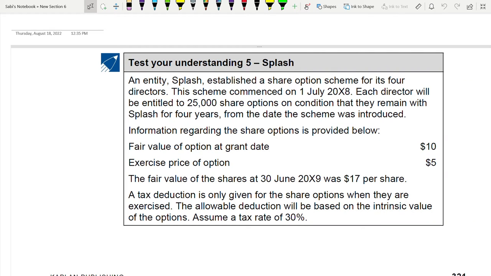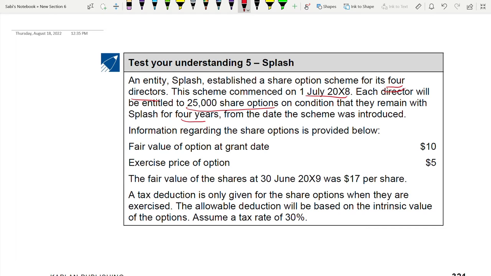So test your understanding 5 is for equity share-based payment. Here, an entity Splash established a share option scheme for its 4 directors. Please count the directors, okay? This scheme commenced on 1st of July 2008. Each director will be entitled to 25,000 share options on condition that they remain with Splash for 4 years.